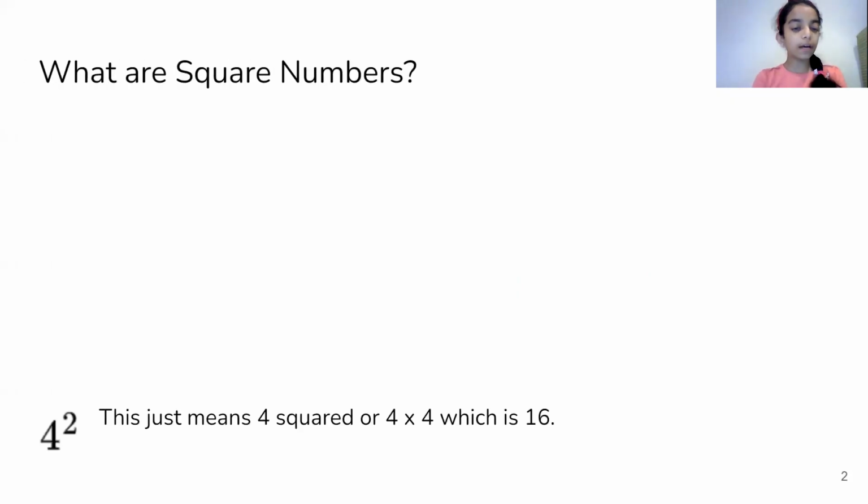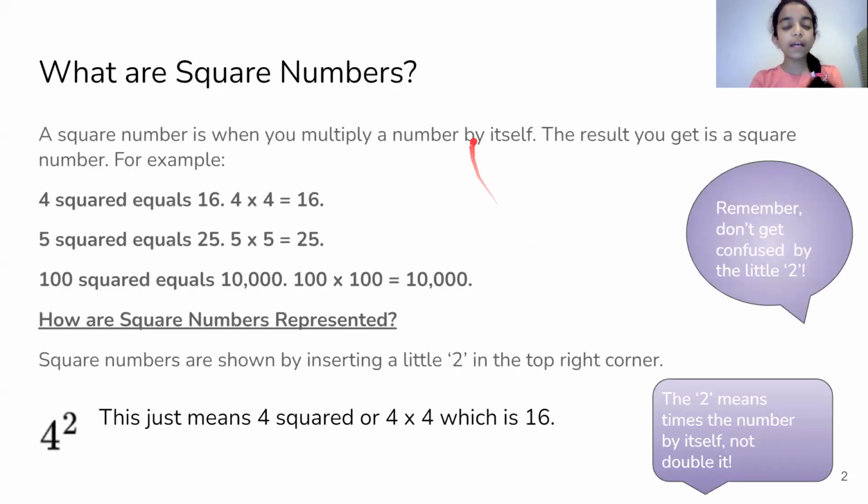So moving on, what are square numbers? A square number is when you multiply a number by itself. The result you get is a square number. This might seem a little bit confusing, so let's go through it. 4 squared equals 16. 4 times 4 equals 16. So you're multiplying the same number again. 5 squared equals 25. 5 times 5 is 25. You're multiplying 2 of the same numbers.